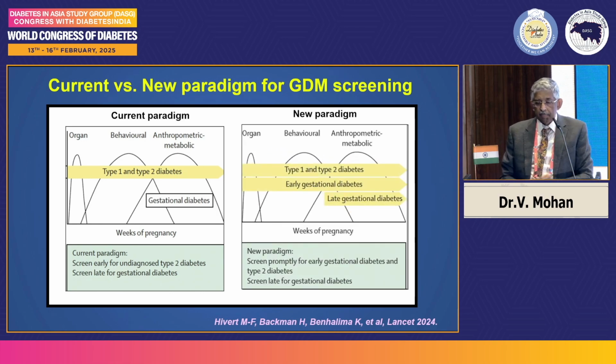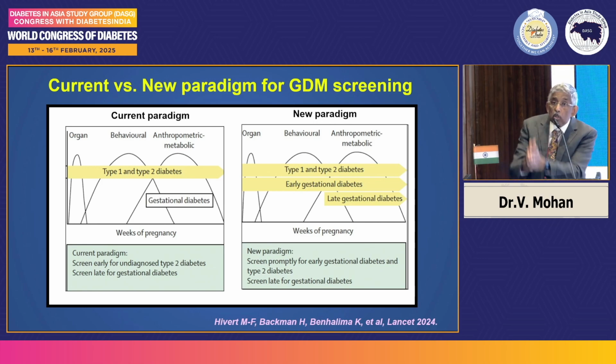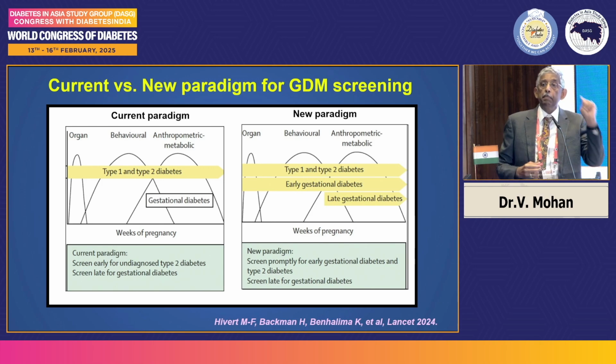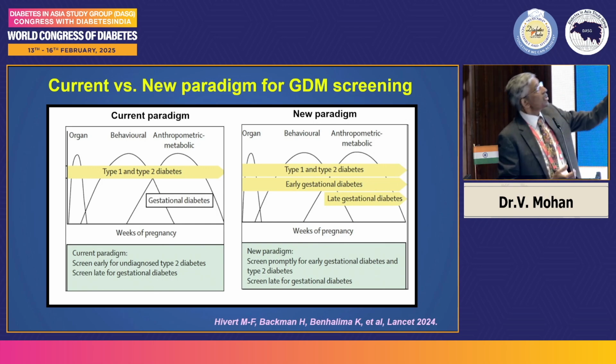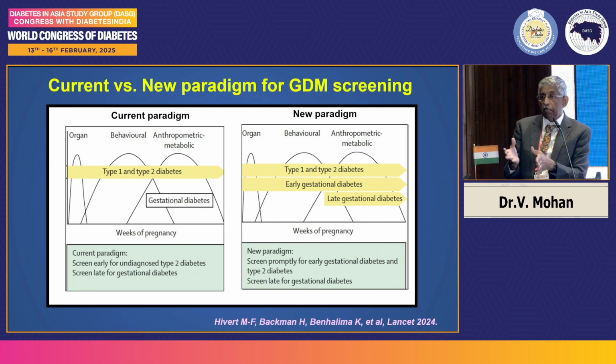Now it's changed. Now you start looking in the first trimester, yes, to rule out type 1, type 2 diabetes, but also to look for early GDM, which in fact seems to be more important than the late GDM. And of course, if you don't have early GDM, then you still repeat it once again because you will still pick up late GDM.